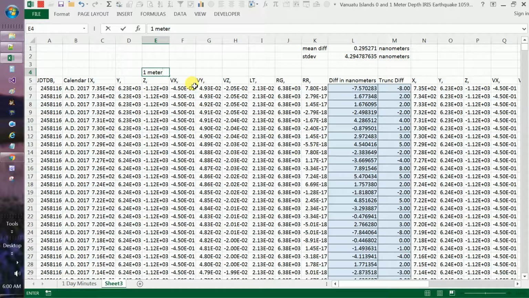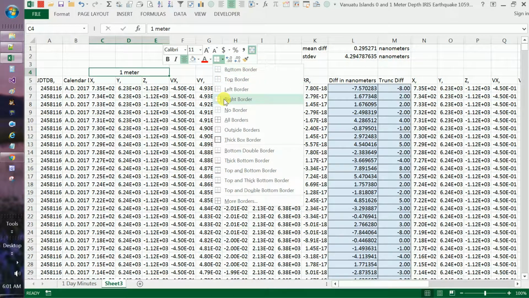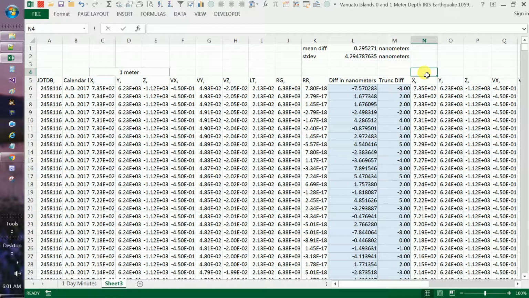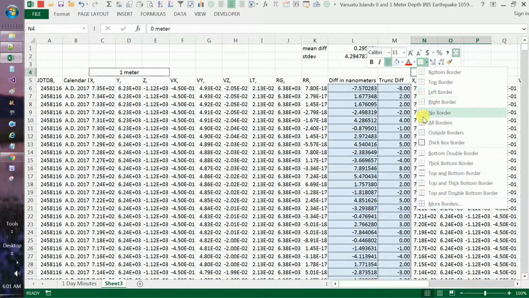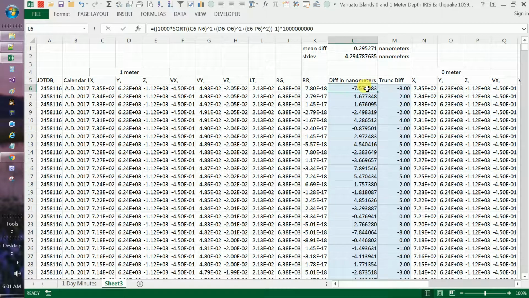1 meter, and let's see. Okay, and these are the 0 meter calculations. Let me stick that there. Okay, so I'm taking the difference between those two. So this and this is the calculation.